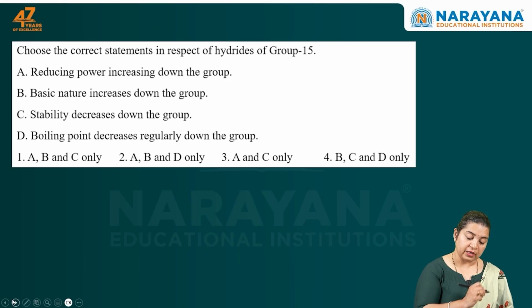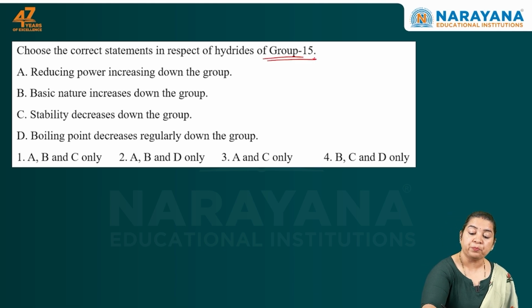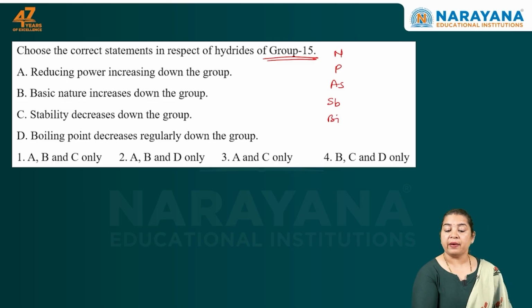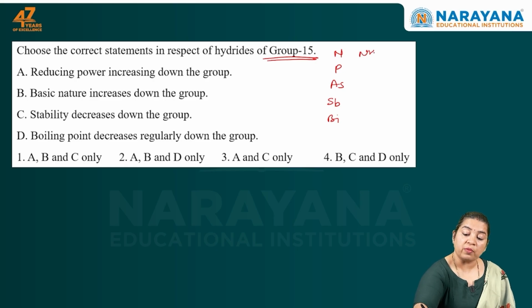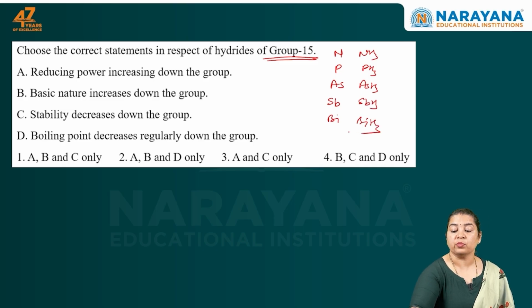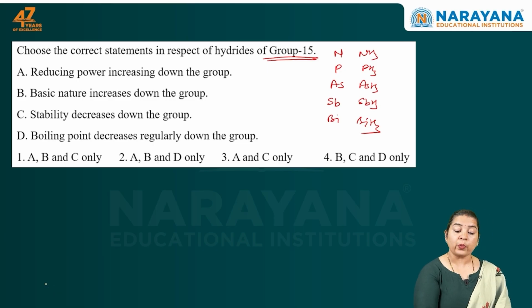Third is our answer. Moving to the next question, choose the correct statements in respect of hydrides of group 15. Okay, group 15: nitrogen, phosphorus, arsenic, antimony and bismuth. And we have to talk about their hydrides: ammonia, phosphine, arsine, stibine and bismuthine. These are the hydrides used in the question.